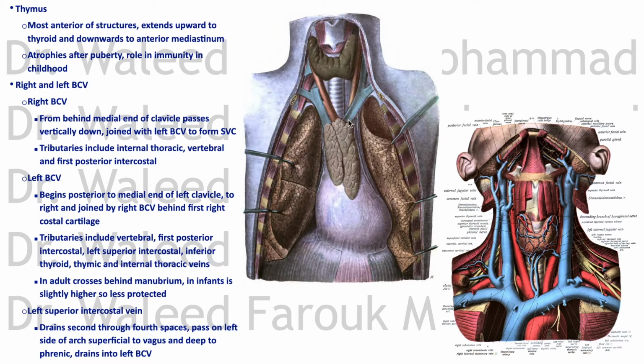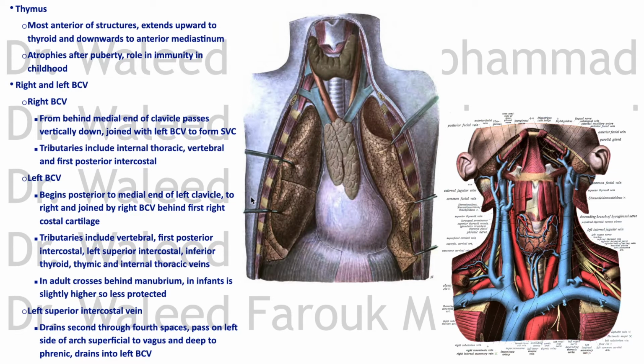Now, additional tributaries than the right, we have the inferior thyroid veins. Recall that when we studied the thyroid, the right and left inferior thyroid veins drain into the left brachiocephalic because it's the longer one. It's the one that's crossing below the level of the thyroid, so it receives the inferior thyroid veins. It has thymic tributaries and the internal thoracic vein like the right one.